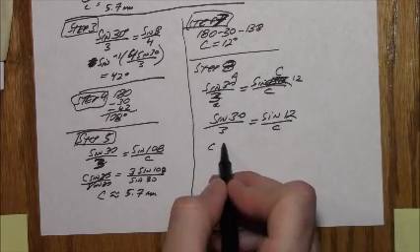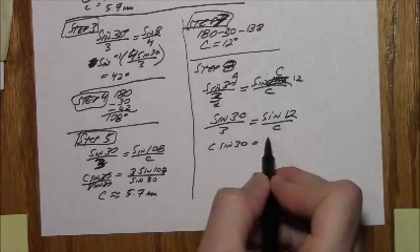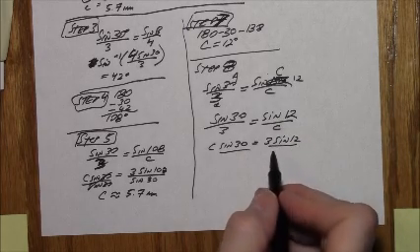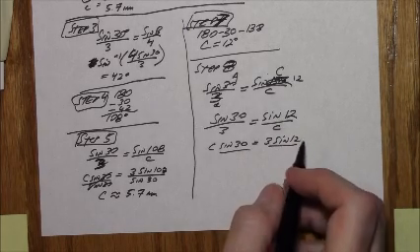I'm going to cross multiply. C sine 30 is equal to 3 sine 12. And then I'm going to divide by the sine of 30 here.